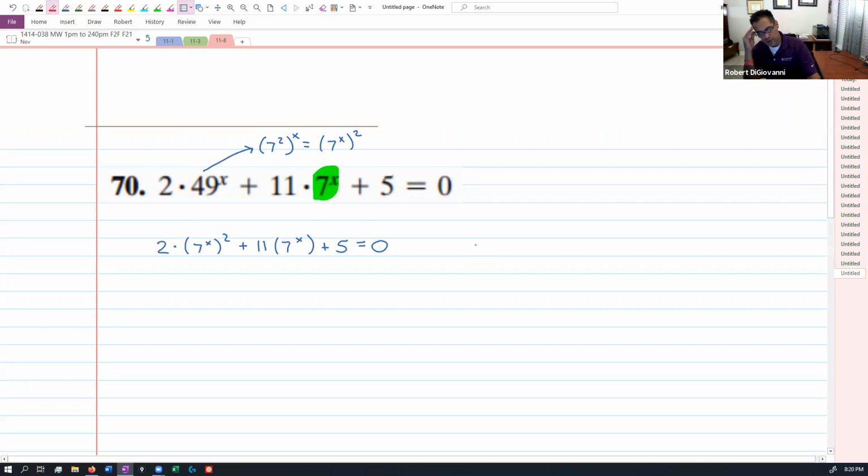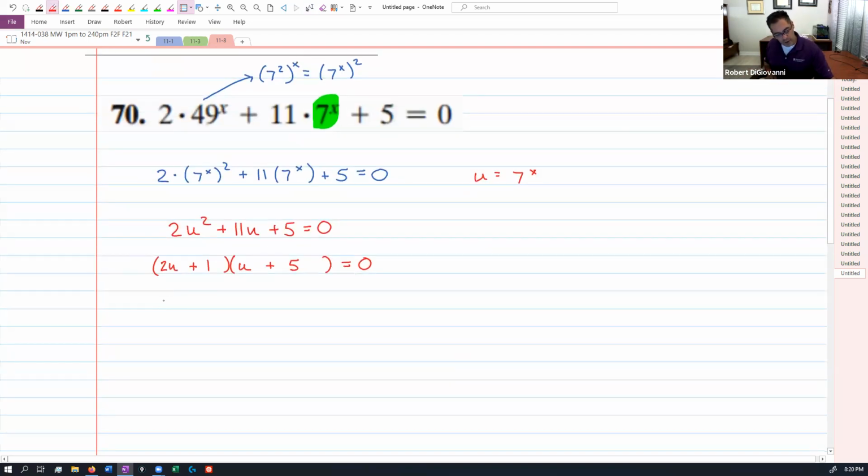Make your substitution. U is 7 to the x. And this becomes 2u squared plus 11u plus 5 equals 0. And this, again, is going to factor. We should get 2u plus 1 and u plus 5 equals 0. Double check it. 2u squared plus 10u plus u, that's 11u, and then plus 5. That all works. Solve for u. U is -0.5. U is -5.